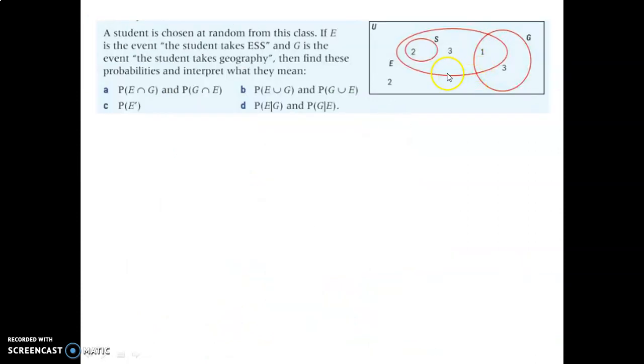So here's that diagram again. Now we're looking for these things. Again, make sure you're familiar with the language. Here's intersection, here's union, here's not or the complement, and here's a given that. Okay, so try A. Let's see if you can find the probability, from this group, of selecting a student in the intersection of environmental science students and geography students. Let's give it a try.